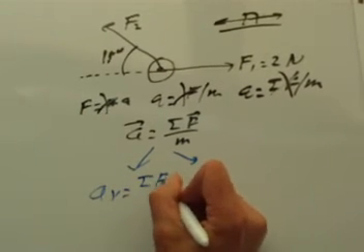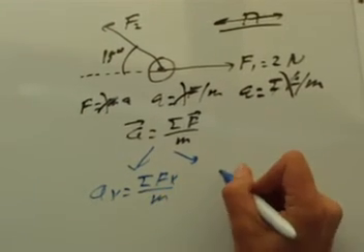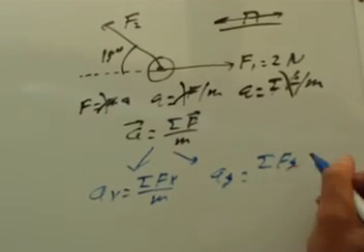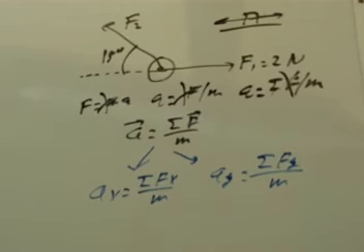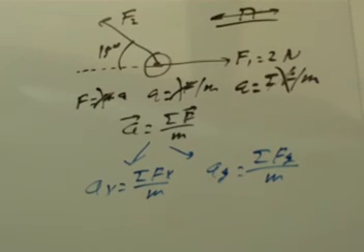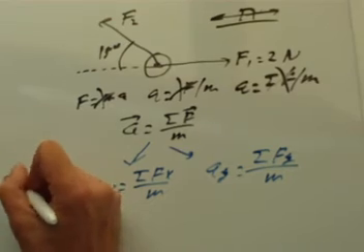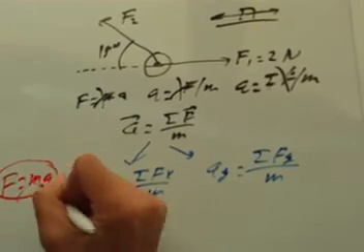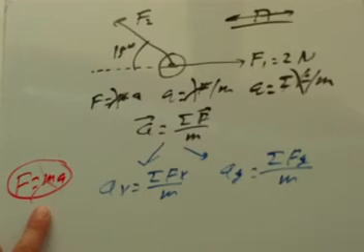We can say that a sub x is the sum of the x forces divided by m. And we can say that a sub y is the sum of the y forces divided by m. These are probably the best form of Newton's laws that we're going to come up with, and you can see here that it's a far cry from saying just straight up F equals ma. This is not a very helpful version of the law.